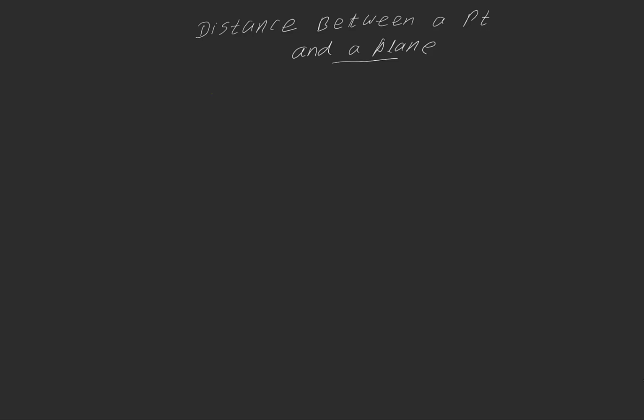This is the fourth video of section 11.5, distance between a point and a plane. This is the plane and the point is here. I say Q, (x naught, y naught, z naught). Then we need to find this distance between the point and the plane. I say that is D.